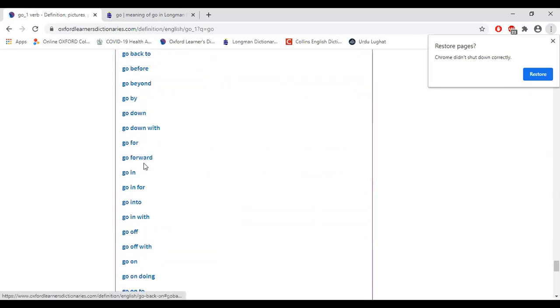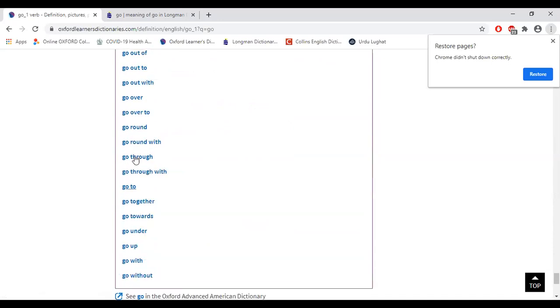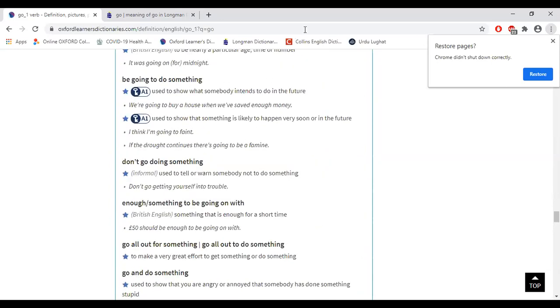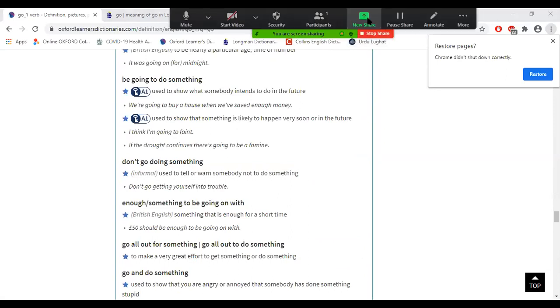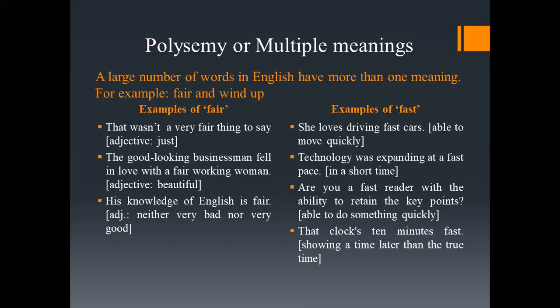Then you have phrasal verbs, a large number of phrasal verbs. So when you count all of these, it will be 70 to 80. This one word, go, has 70 to 80 meanings, including simple meanings, idiomatic meanings, and phrasal verb meanings. Is this clear? This is what I wanted to tell you: one word has more than one meaning, and this is what we call polysemy.